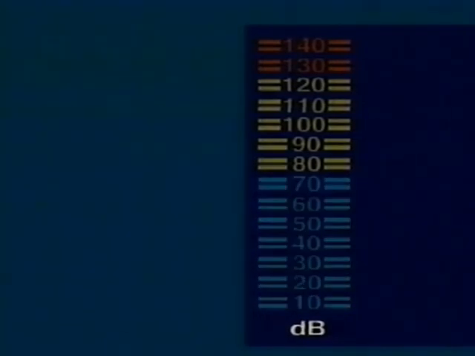Of course. Here are other examples of sound levels, starting with a very quiet sound and working our way up. A quiet suburban neighborhood will exhibit an average sound level of about 40 decibels.